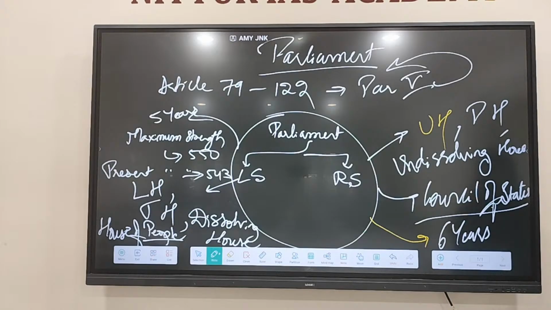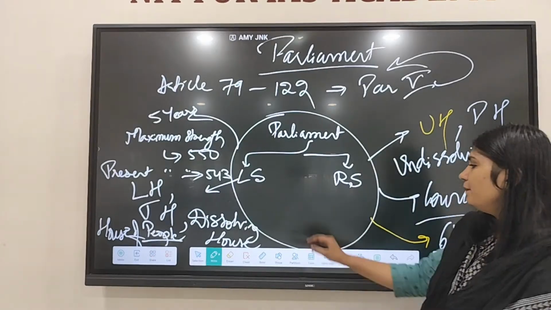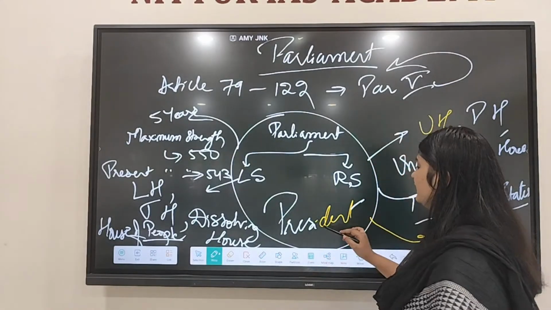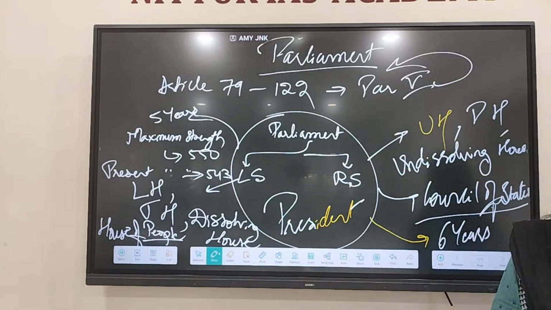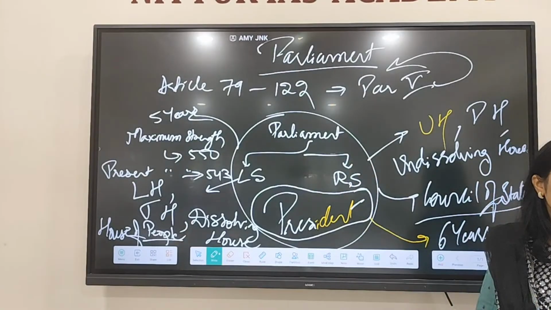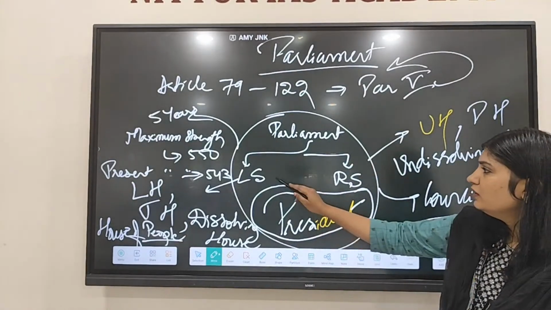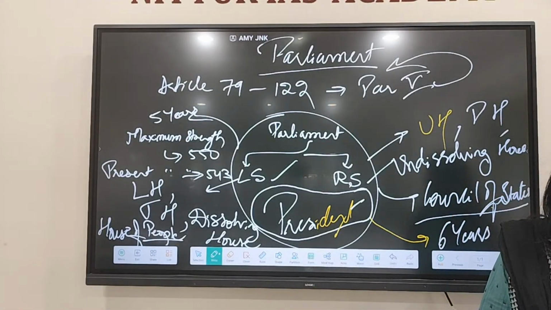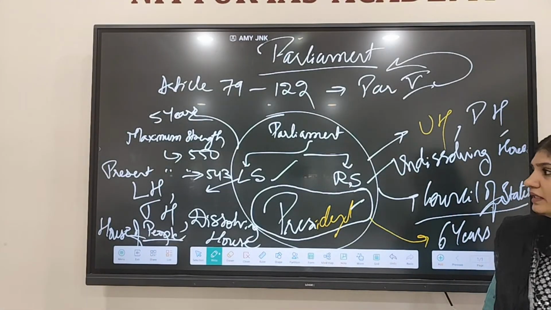Okay. Then the President is also an integral part of Parliament. He is not exceptional. He is also included in the Parliament. Parliament consists of Lok Sabha, Rajya Sabha and the President. Understood? Write down this.